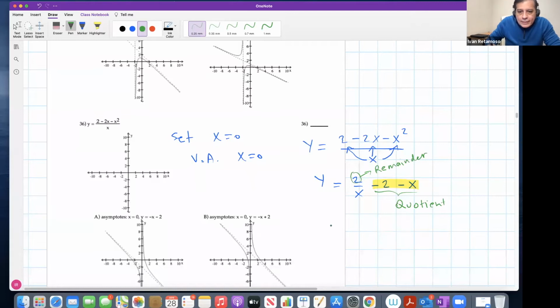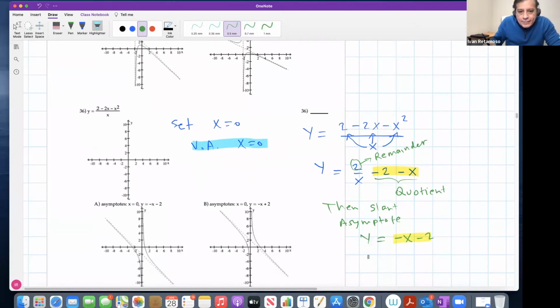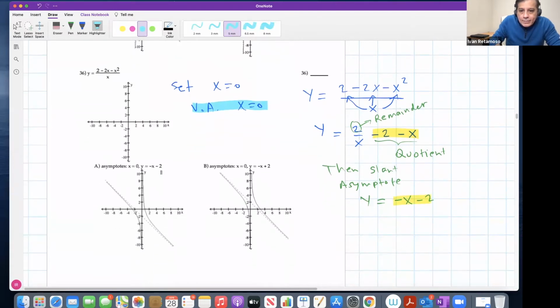So because of that, you can say that the slant asymptote should be this, y equal minus x minus 2. I'm going to highlight this for you to identify this with this. And then again, look for the choice that says the vertical asymptote is this and the slant asymptote is this. Vertical asymptote x equals 0, slant asymptote minus x minus 2. This is it. This should be A.